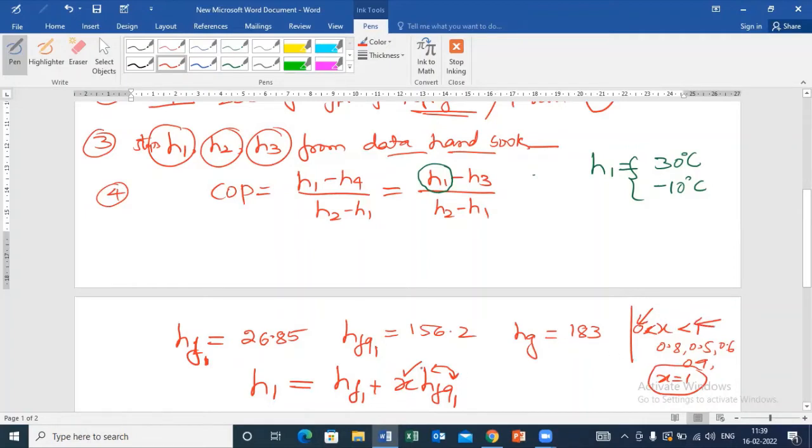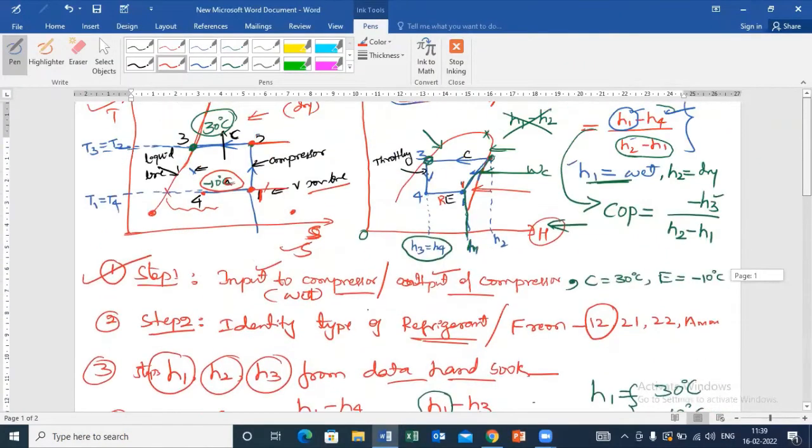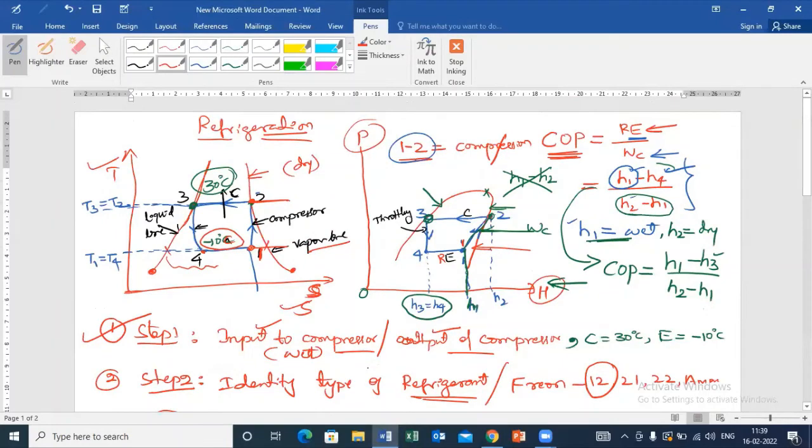Here point number 1 is in wet condition. I need to find out the X value at point number 1 first. If point number 1 is on the vapor line, if we assume point number 1 is here, then X is equal to 1 at point 1. For example, if I ask you to write the X2 value, X2 you can directly write 1 because point number 2 lies on the vapor line. Okay, point number 2 is lying on the vapor line.